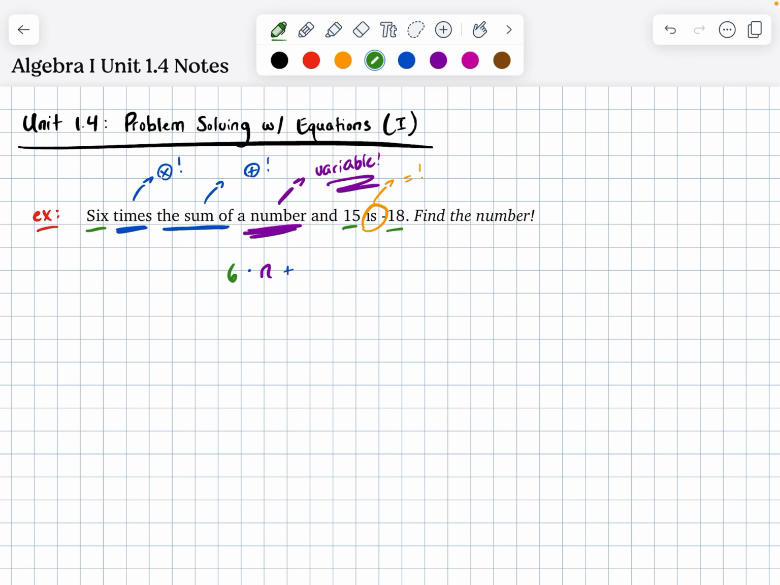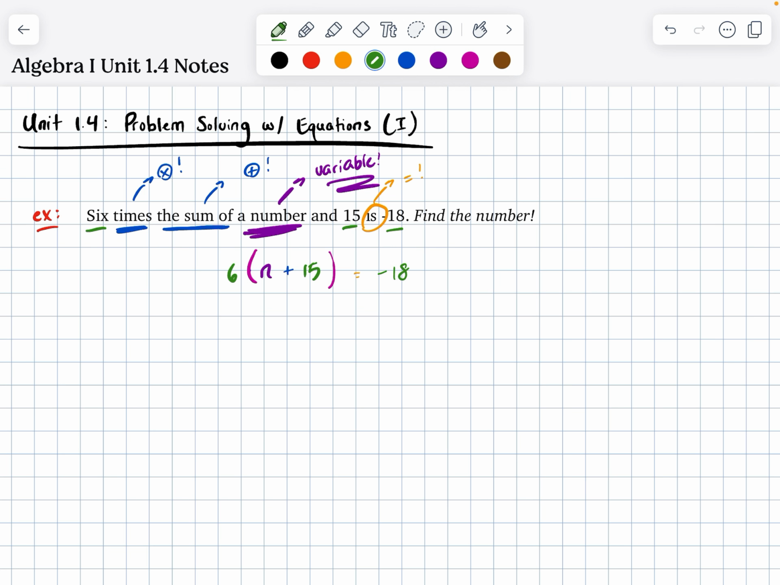Well, if I'm doing a number plus 15, that whole thing is multiplying by 6. One way to indicate that is to suggest that they're a group. In other words, let's introduce parentheses. So I'm going to use some parentheses here for my n plus 15. And then I know if I do that multiplication, it should be equal to negative 18. Cool. We've got an equation.